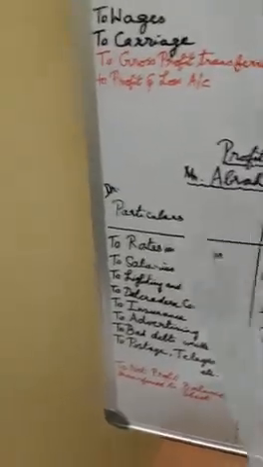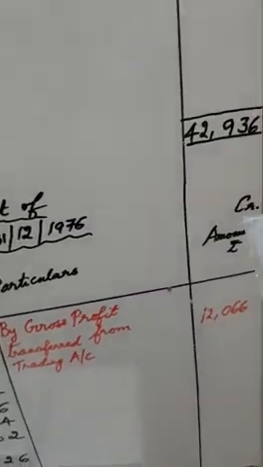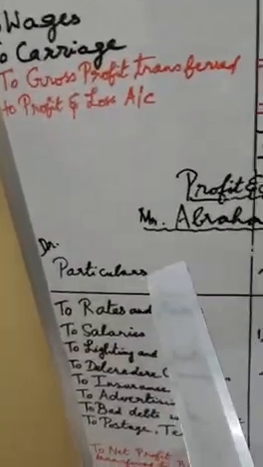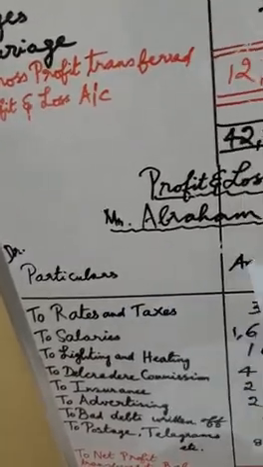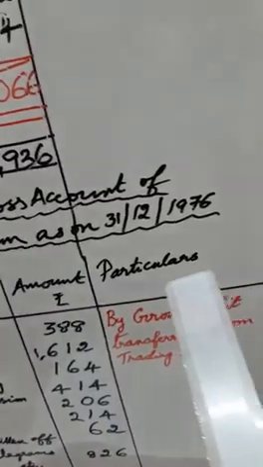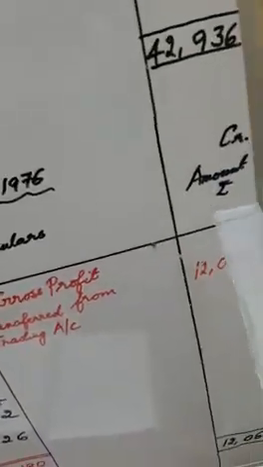Then again you have to write Dr., that is the debit side, and on the right side is Cr., which is called the credit side. Then you have to write two columns: particulars, amount in rupees, and on the credit side, particulars, amount in rupees.